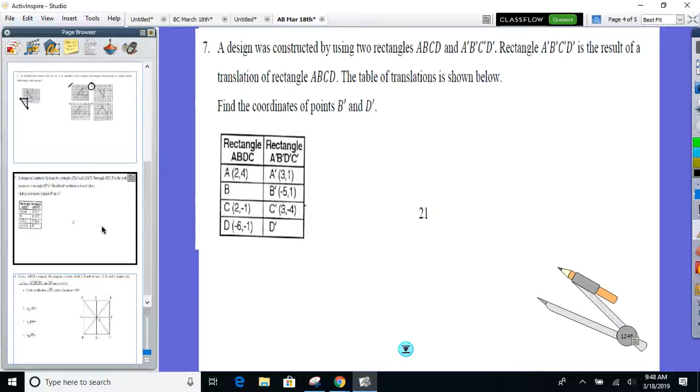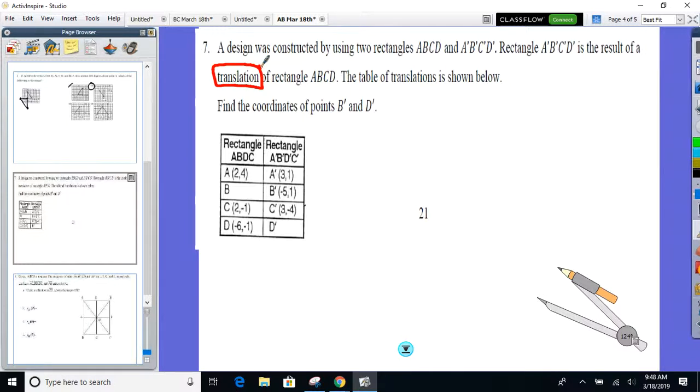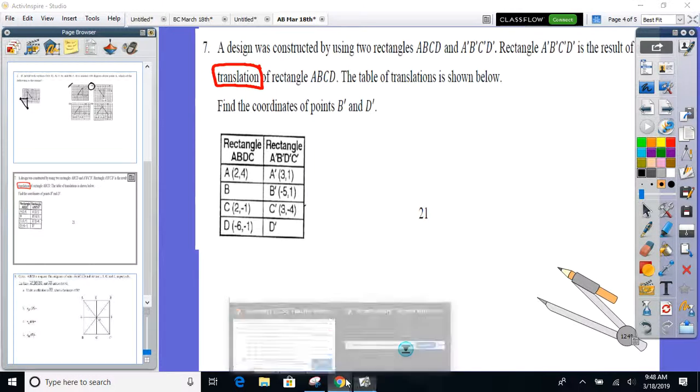Rectangle ABCD and then A prime, B prime, C prime, D prime. Can somebody let me know what I did to it? What transformation did I perform? I did a translation. So that means I moved them up, down, left, and right. Can somebody find the rule of that translation so I can fill in this table? What is the rule of this translation? Just pick one, pick two, either A or A prime or C prime. Tell me what I did. I need to write the rule.